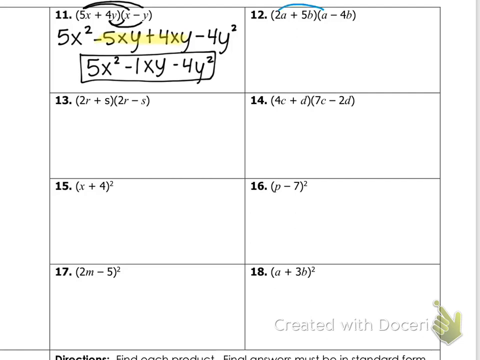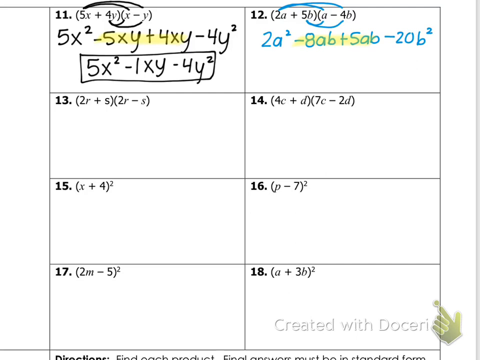Okay, 12. 2a times a is 2a squared. 2 times negative 4 is negative 8, and then we're going to tack on an ab. We can't combine those, we just leave it ab. 5b times a is 5ab. Remember, since this is a ba and we want to write it in alphabetical order, also make this an ab. And then 5b times negative 4b. 5 times negative 4 is negative 20, and b times b is b squared.